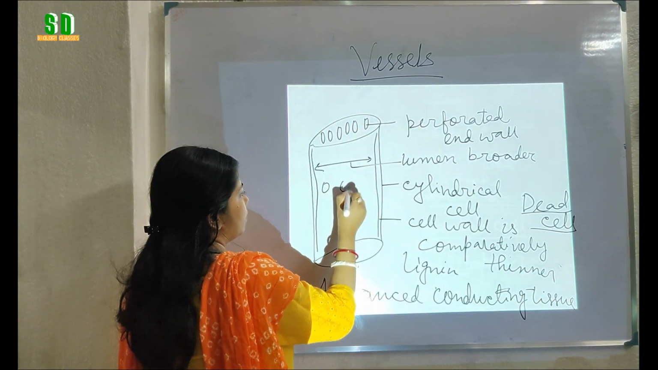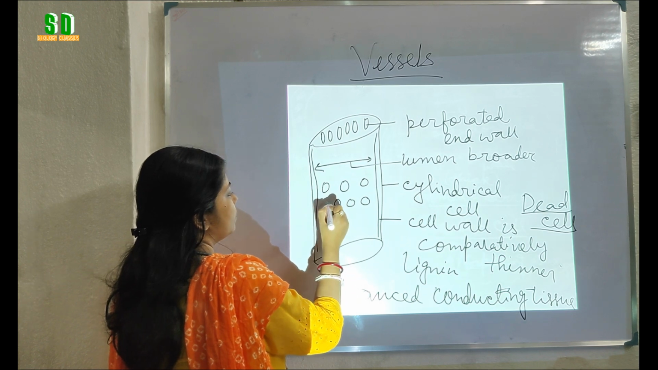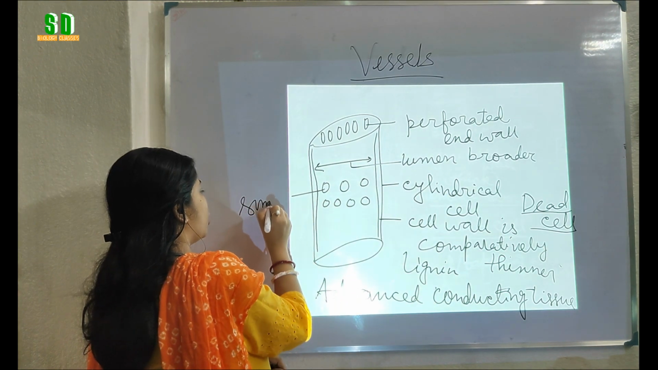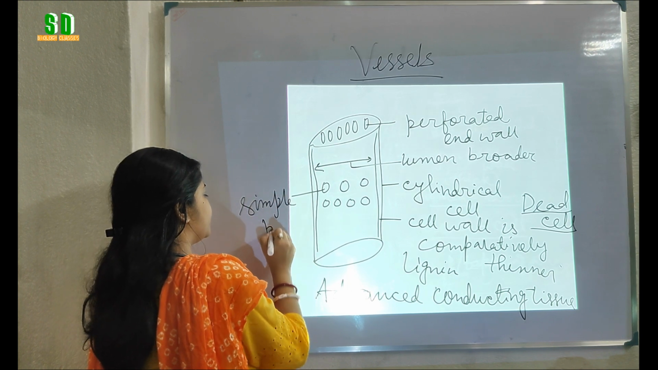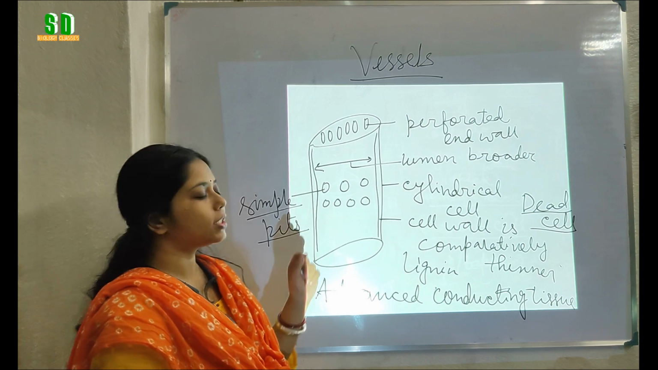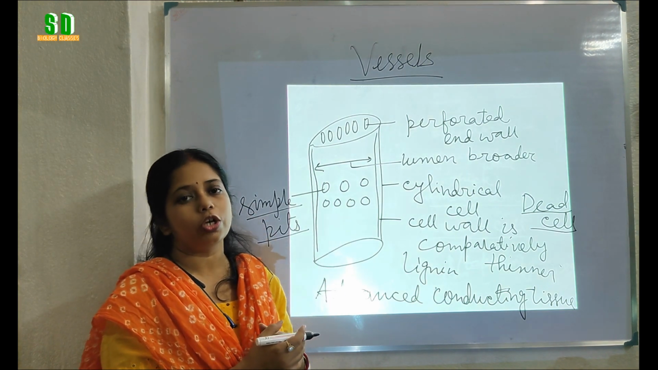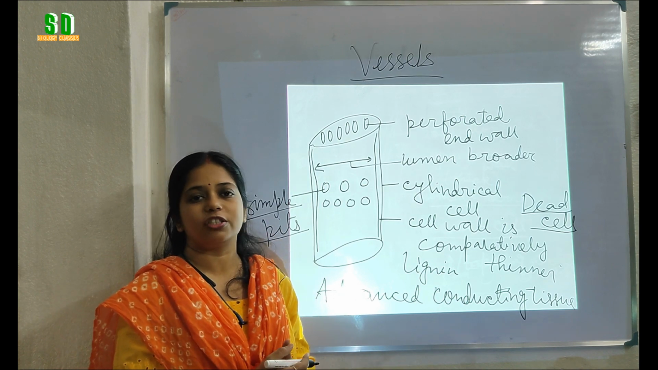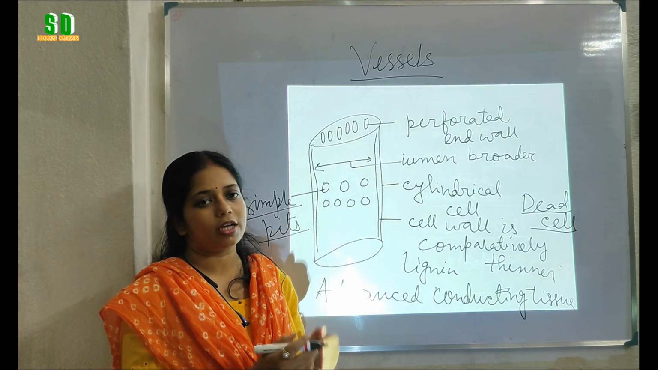On the lateral wall of the vessel, we will see the pits are present, but the pits are simple pits. So these are a few differences from the trachea. Later on we will discuss the differences between the trachea and the vessels.